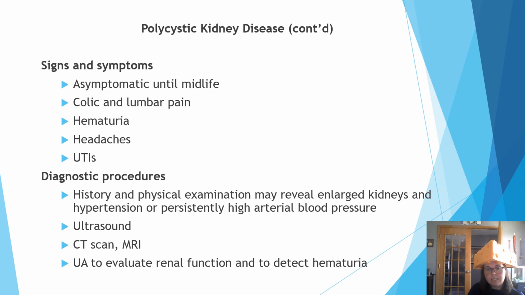Polycystic kidney disease can go on asymptomatically until midlife. There could be colic or lumbar pain, blood in the urine, headaches, a urinary tract infection. This is diagnosed with a history and physical examination. It could reveal enlarged kidneys and hypertension and persistently high arterial blood pressure. A urinalysis is done to evaluate renal function and to detect any blood, and an ultrasound, CT, or MRI would be done to check for any other obstructions or growths.